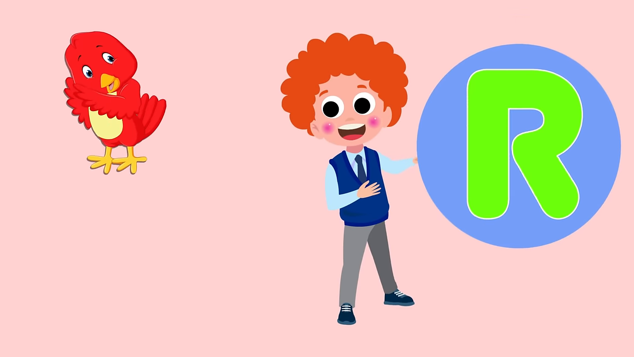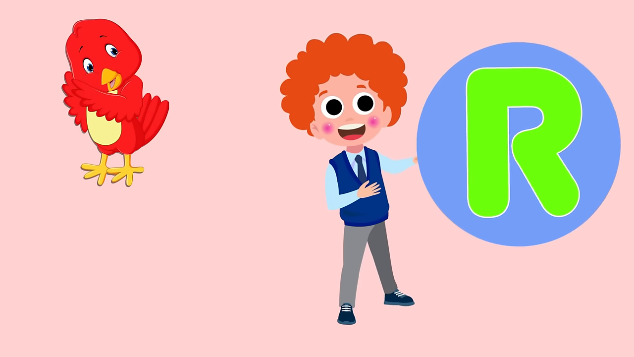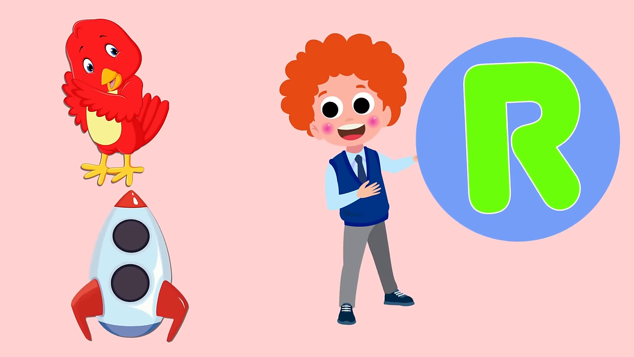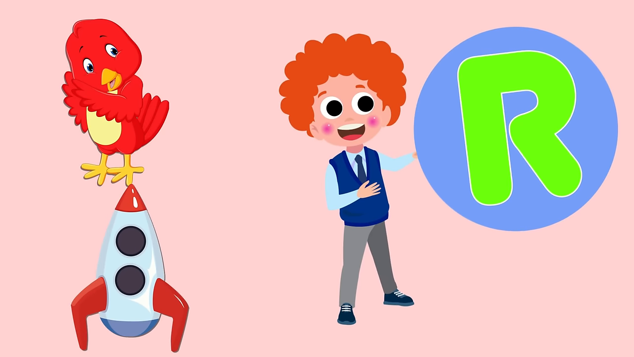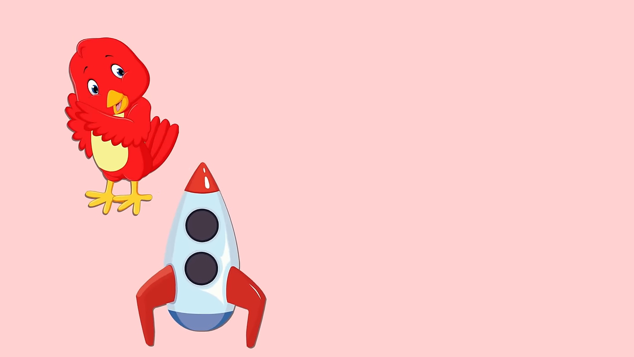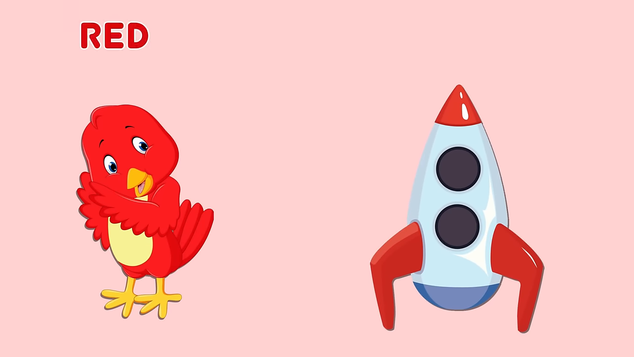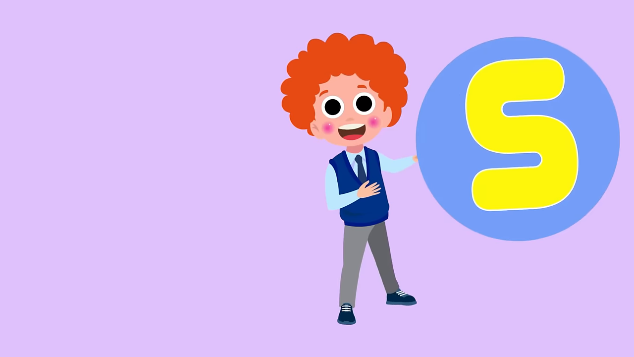R is for red. R, r, red. R is for rocket. R, r, rocket. R is for r, r, r, r, red. R is for r, r, r, r, rocket.